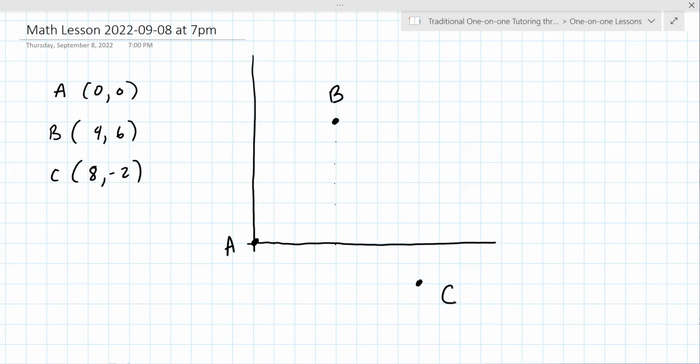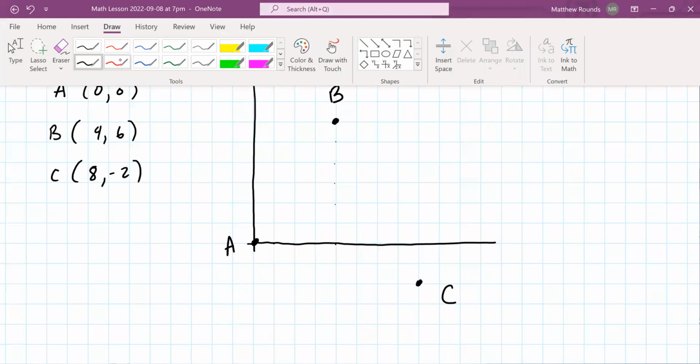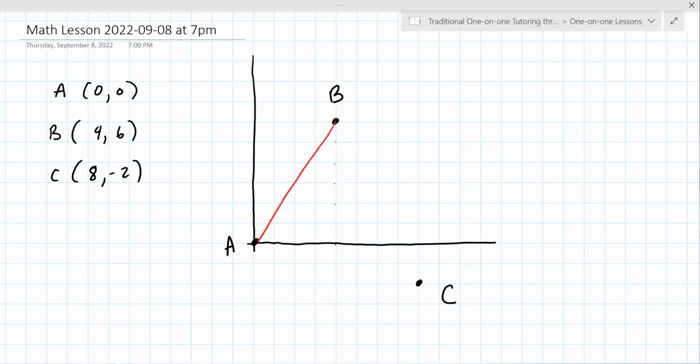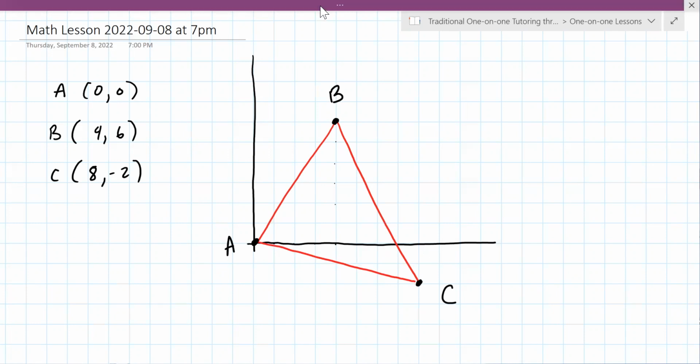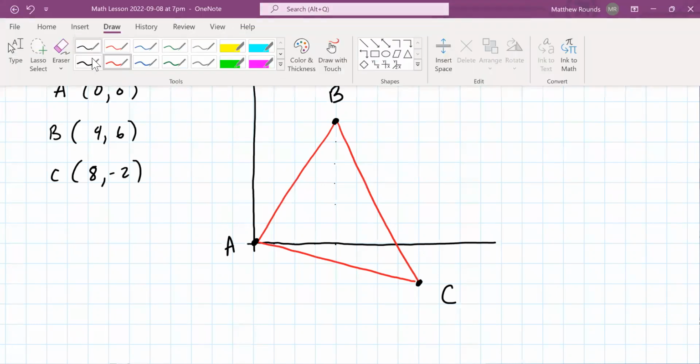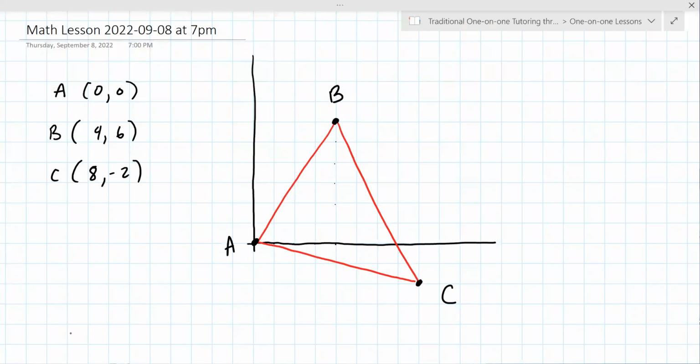And this makes a triangle, if we were to connect all 3 lines here, and I'll do that. That's worth doing. Do you agree that that is a triangle? Yeah. Okay, so the question says that we want the perpendicular bisector of line segment AC.